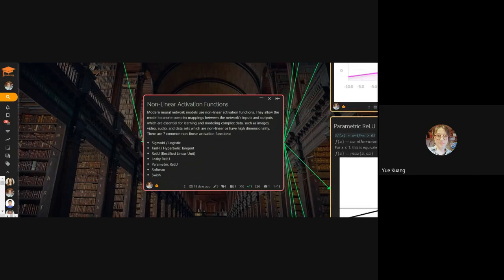Modern neural network models use nonlinear activation functions. They allow the model to create complex mappings between the neural network's inputs and outputs, which are essential for learning and modeling complex data, such as image, video, audio, and datasets which are nonlinear or have high dimensionality. There are 7 common nonlinear activation functions, and we will introduce each of them to you. So we will start with the sigmoid.